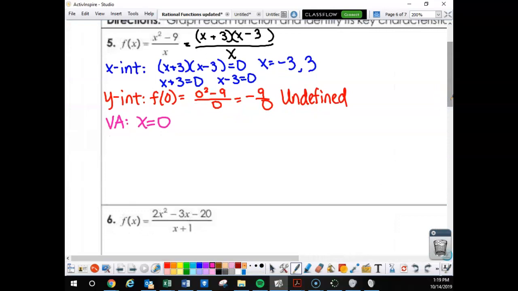Now next is my horizontal asymptote. I have those 3 rules: if the degree of P is greater than Q, then there's no horizontal asymptote. If the degree of Q is greater than the degree of P, then it's 0. And if they're the same, then you use the quotient of the leading coefficients. Which case do I have here? The first one, right? The degree of P is greater than the degree of Q, therefore there is no horizontal asymptote.